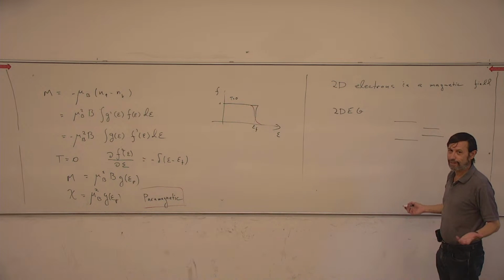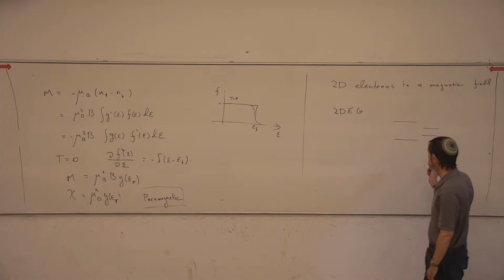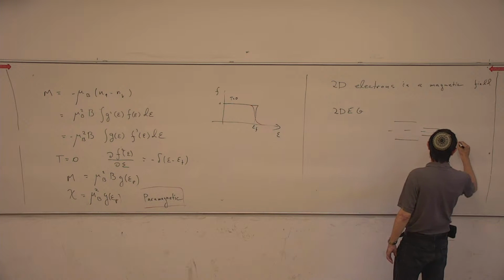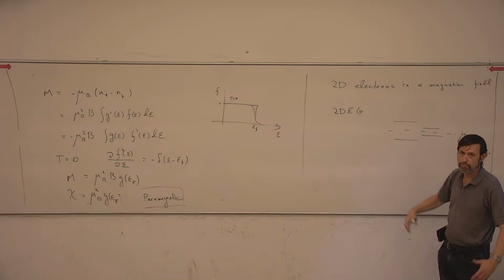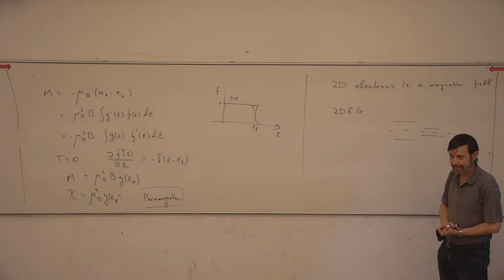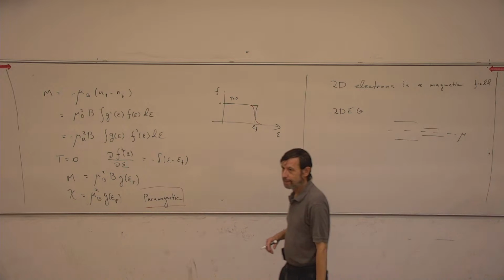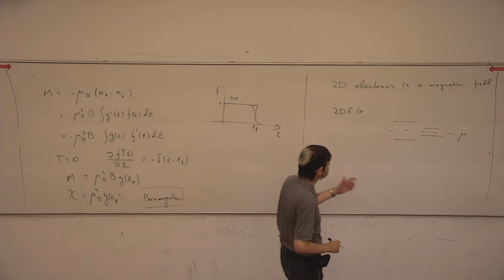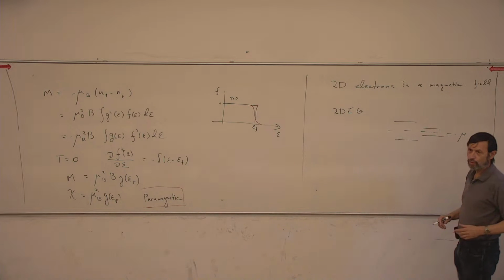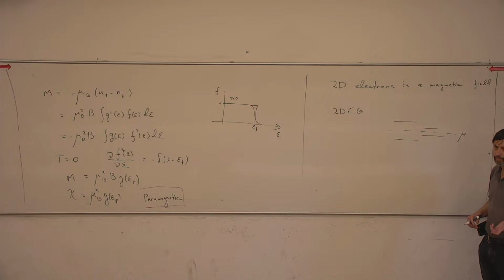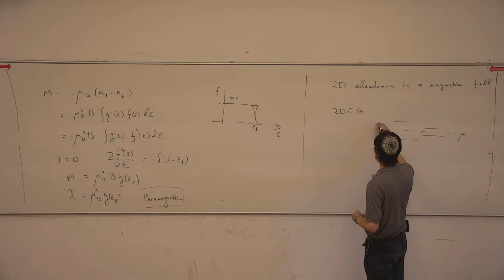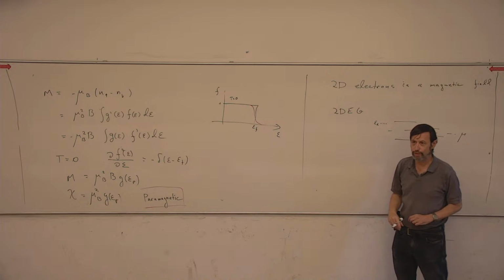So in the usual case, okay, we have mu somewhere in between, nothing interesting happens. Now let's consider the case that we add donors somewhere here. We have here some donors.